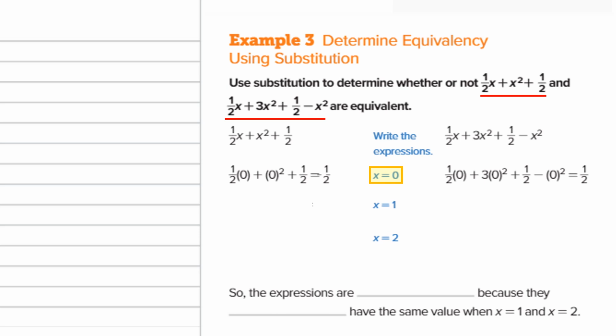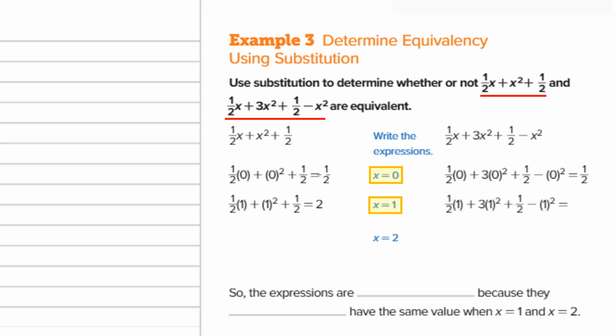All right, what about with 1? So if they tell me I have to do the 1, then I have to do the 1. 1/2 times 1 is what? 1/2. Plus 1 squared, which is 1 times 1, which is 1. So now I have 1.5. And then 1.5 plus 1/2 gives me a total of 2. Okay, what about the second half?